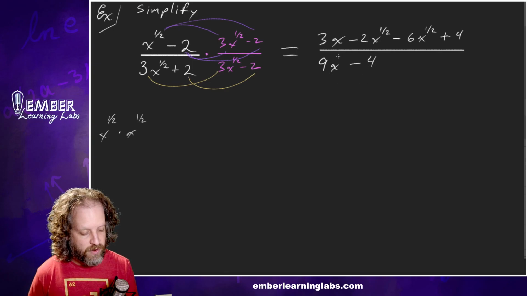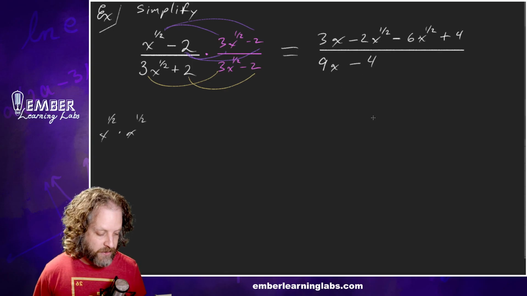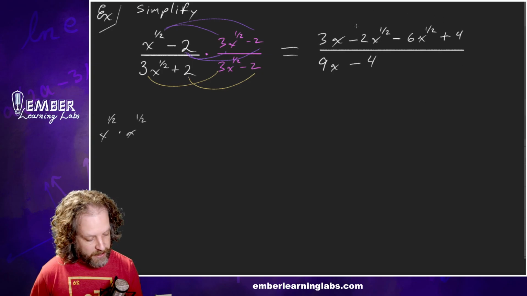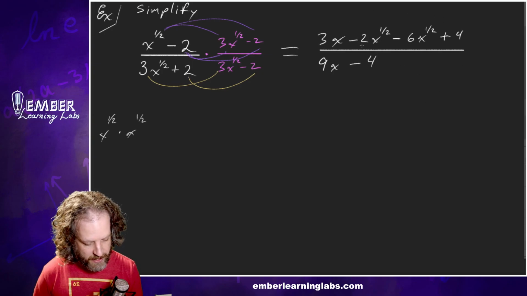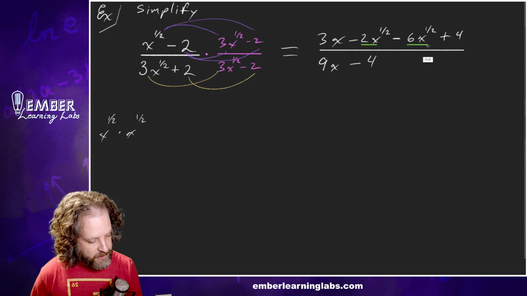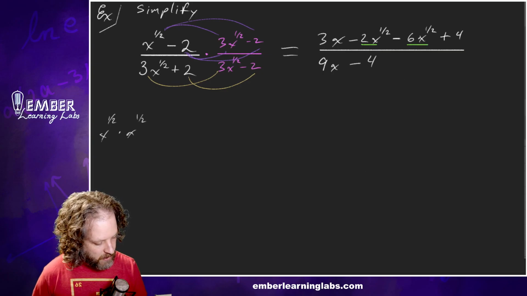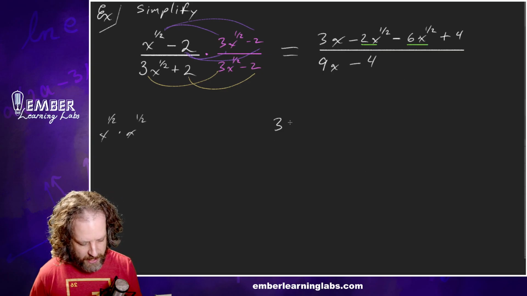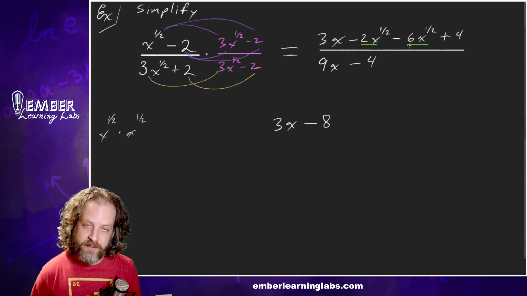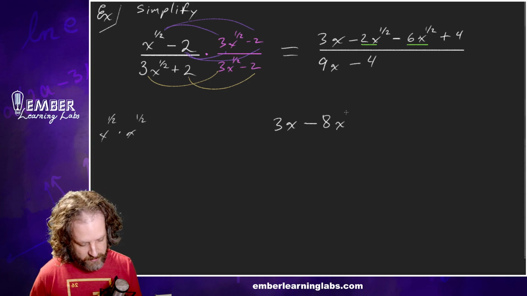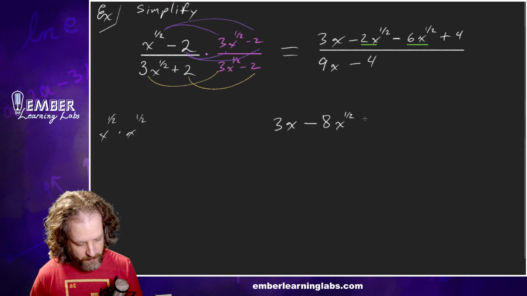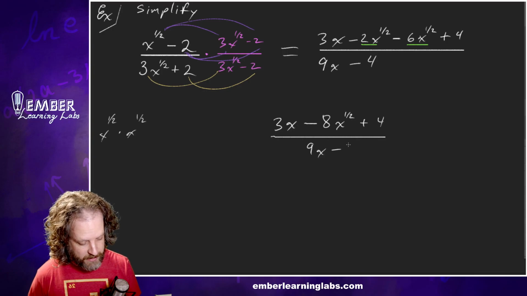So see, now there's no more fractional exponents or radicals in the denominator. We just have a little bit of cleanup to do up here in the top. We've got some like terms up here. All right, so we've got 3x minus 8, that's -2 plus -6, x to the 1/2 plus 4 over 9x minus 4.